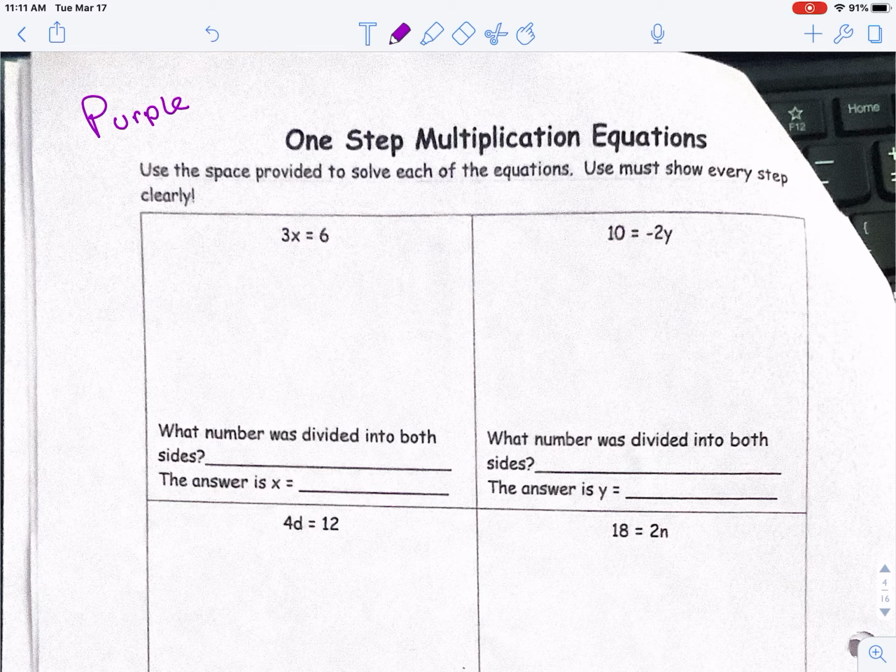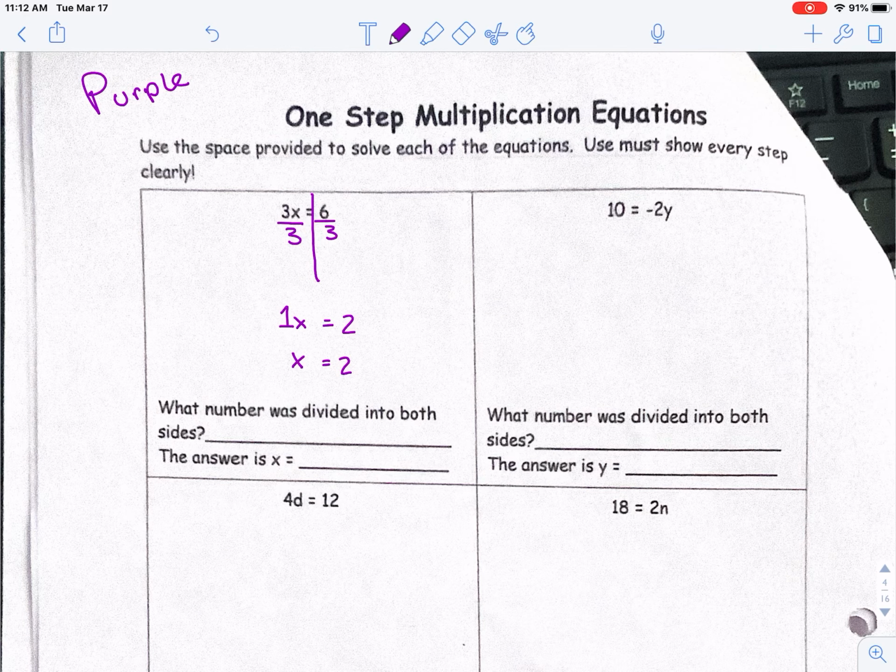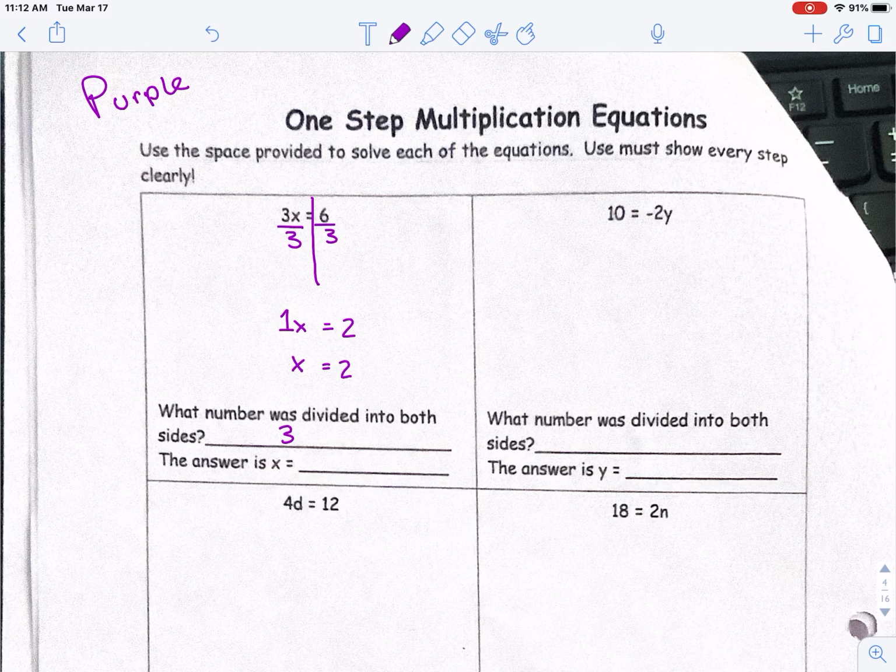So remember, we have 3 times x. Anytime you have that next to each other, that just means that they are being multiplied. So how do we undo multiplying? We divide. So you are going to put it over 3. Remember, that's another way to write divide. We get 3 divided by 3 is technically 1x, or we could just write x. And 6 divided by 3 is 2. So we are left with 2 here. All right, for our fill in the blanks, what number was divided into both sides? We had 3, and the answer is x equals 2.